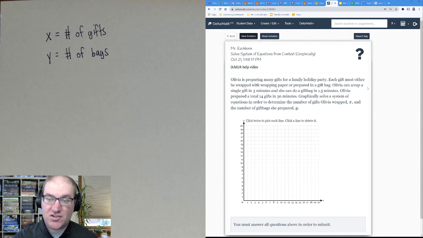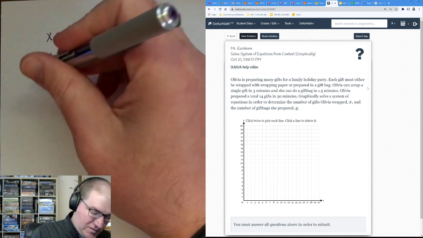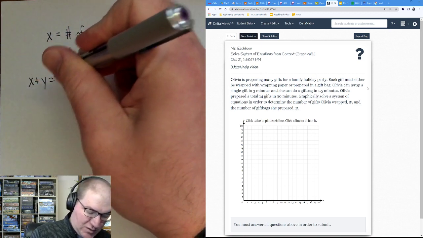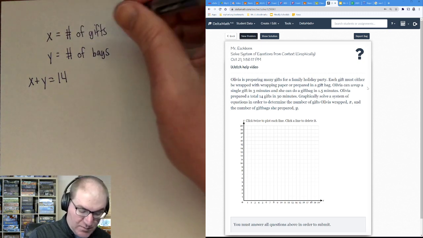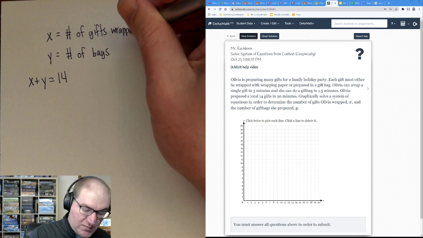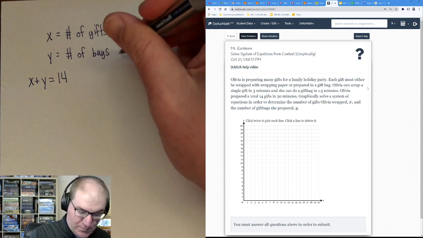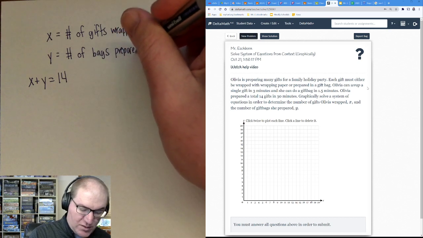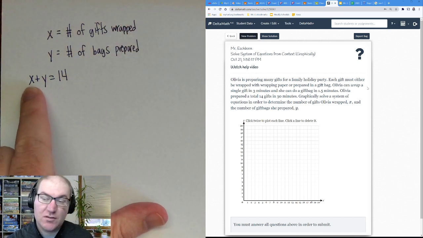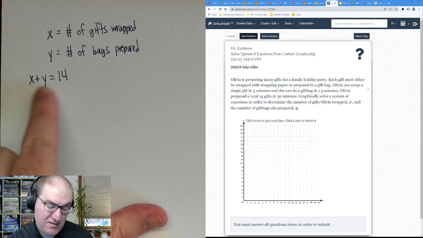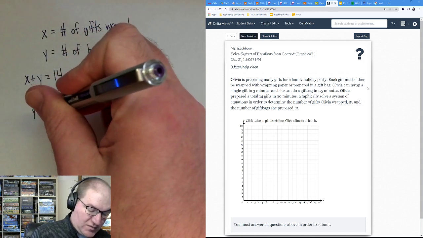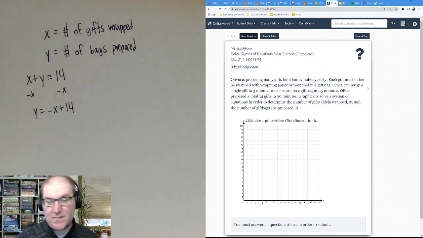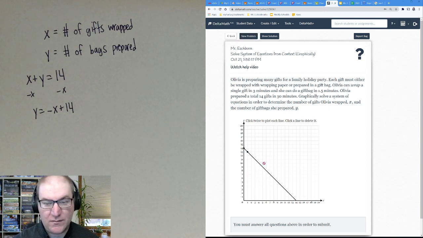So let's deal with the fact that she had 14 gifts. So this is a fast equation. x plus y equals 14, right? I should put gifts wrapped here for my let statement, and number of bags prepared. Just want to get the verbs right so I don't mess it up. So the number of gifts she wrapped plus the number of bags she prepared is adding up to 14. And this would be a simple equation to graph because it's just y equals negative x plus 14. So I'm going to put my initial point on 14, and I'm going to go down 1 over 1, down 1 over 1, right like that.